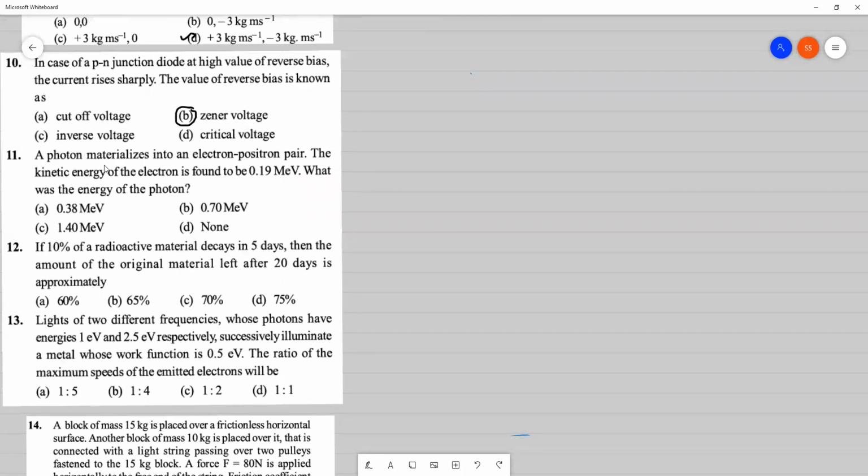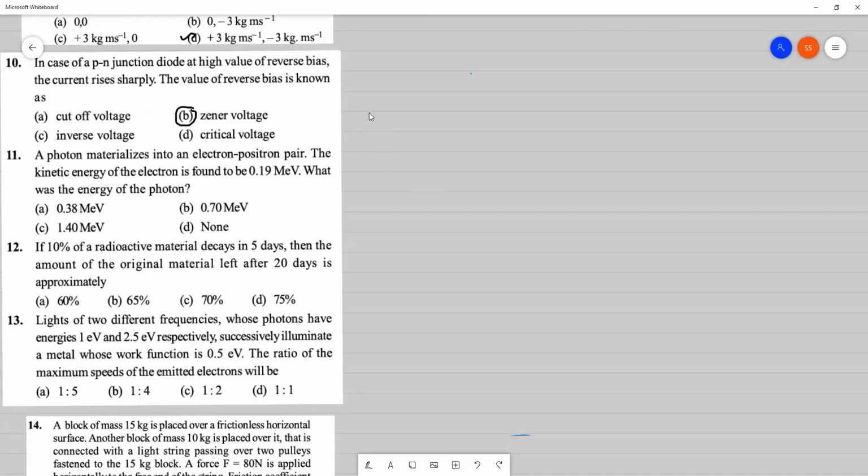The photon materializes into an electron and positron pair. The kinetic energy of the electron is found to be 0.19 million electron volts, which means that the kinetic energy of the positron, which has the same mass, is the same. The mass of electron and positron are the same, but their charges are opposite to each other. If the mass is the same, then if you conserve momentum and energy, the kinetic energy of the electron should be the same as that of the positron.